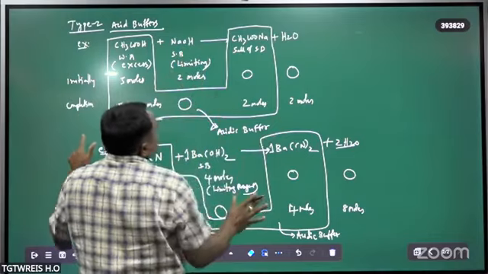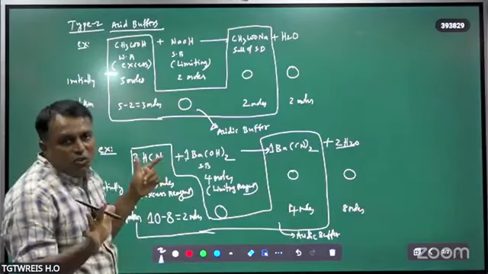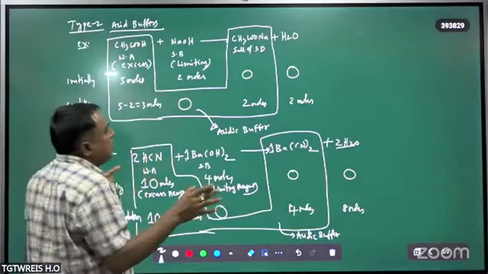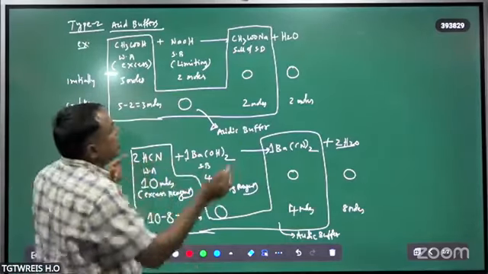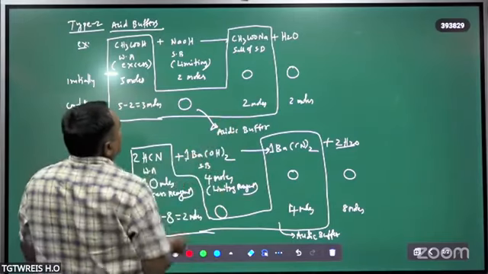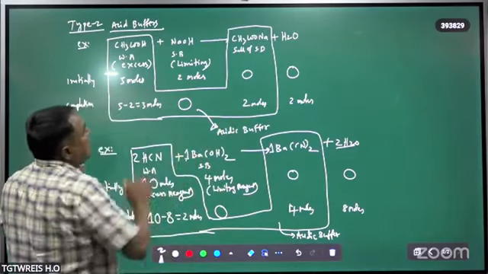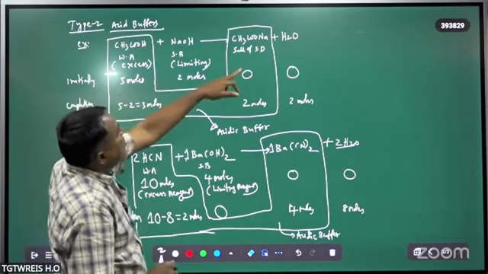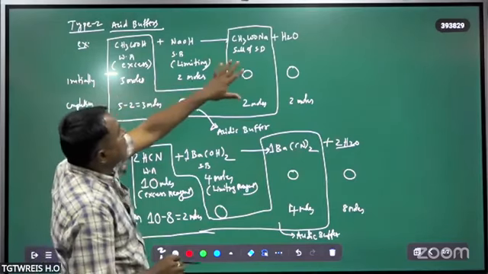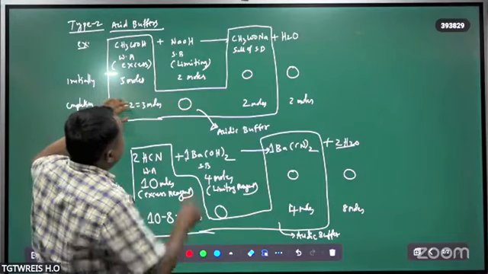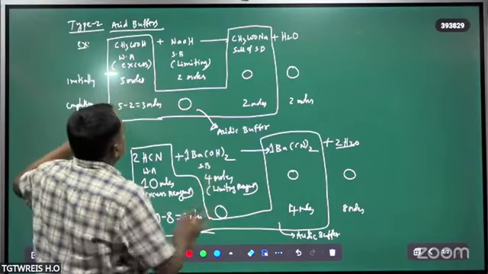If water is present, there will be no change in pH. There is a negligible change in pH by adding water. Therefore, no effect of water. If water is present in the reaction mixture, there will be no change in the pH. Therefore, leave the water.